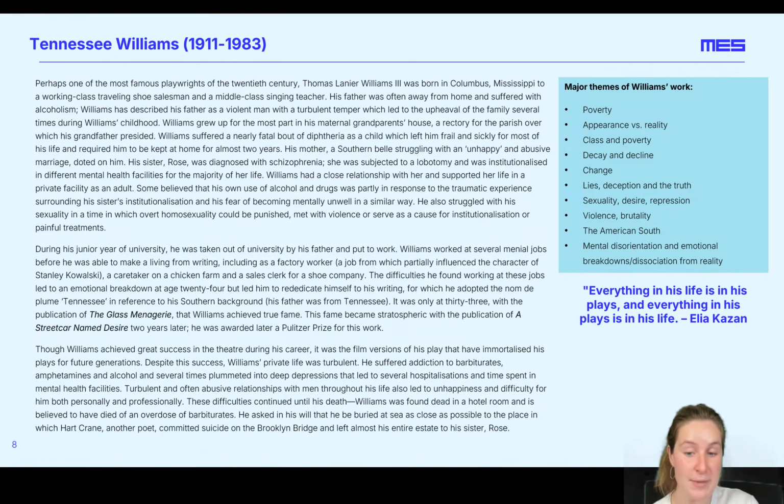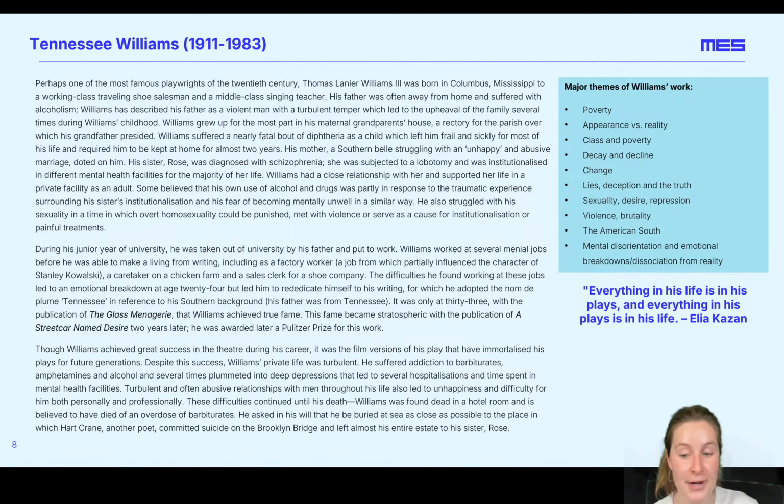Perhaps one of the most famous playwrights of the 20th century, Thomas Lanier Williams III was born in Columbus, Mississippi, to a working-class traveling shoe salesman and a middle-class singing teacher. His father was often away from home and suffered with alcoholism. Williams has described his father as a violent man with a turbulent temper, which led to the upheaval of the family several times during Williams' childhood. Williams grew up for the most part in his maternal grandparents' house, a rectory for the parish over which his grandfather presided. His grandfather was a pastor or a Christian religious leader.